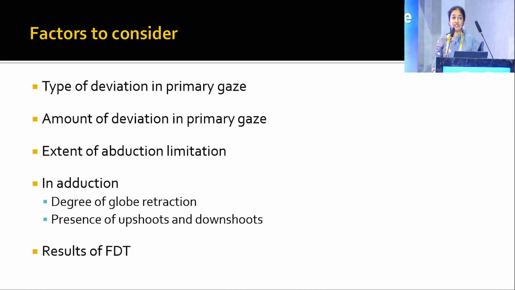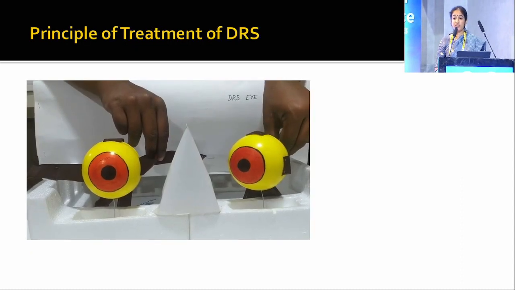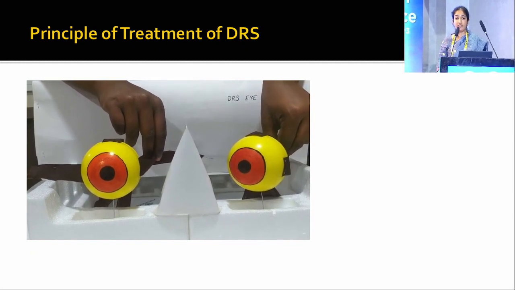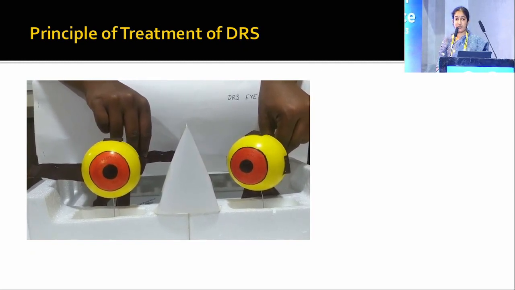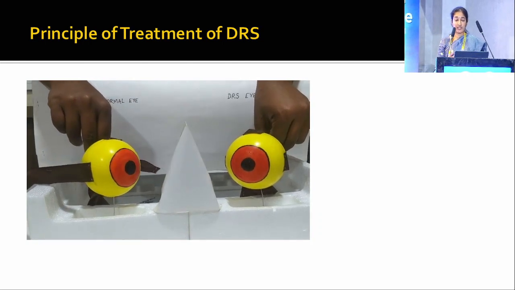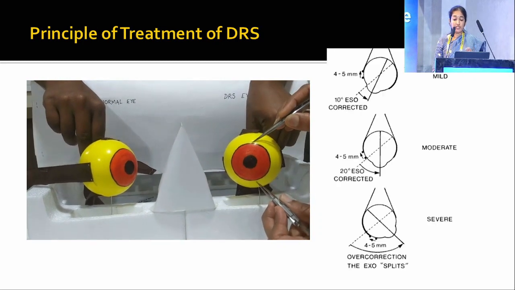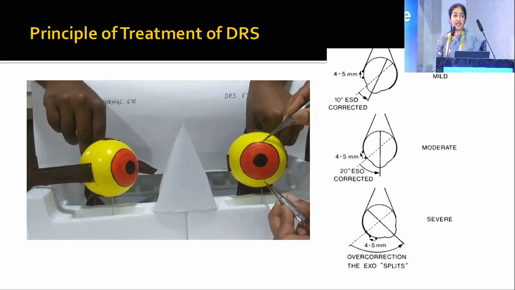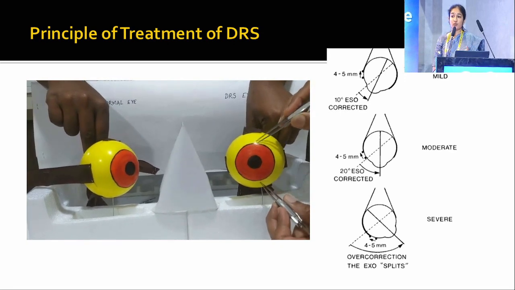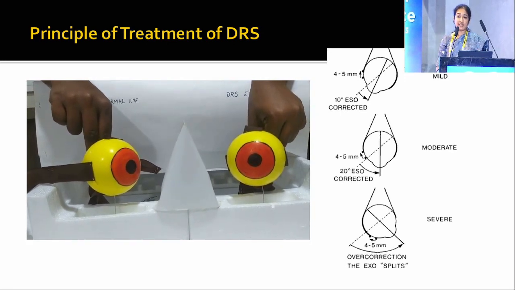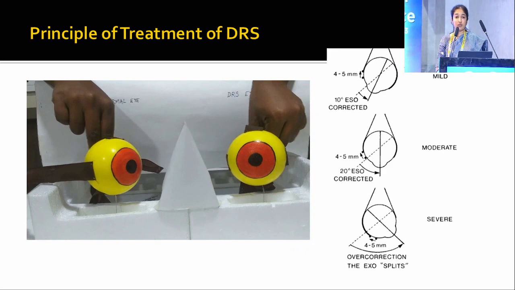And we also have to look at the extent of adduction and abduction limitation, the amount of globe retraction, upshoots, downshoots, and the values we get on the FDT. As we know, in Duane's it's basically a misinnervation of the lateral rectus. When the eye is in adduction, both the MR and LR are working together, and that is why the eye goes into a globe retraction and there are overshoots. We have to look into this because we also need to understand the LR co-contraction. Even the same 4 to 5 mm of medial rectus recession could have varied results if we don't take into account the LR co-contraction.